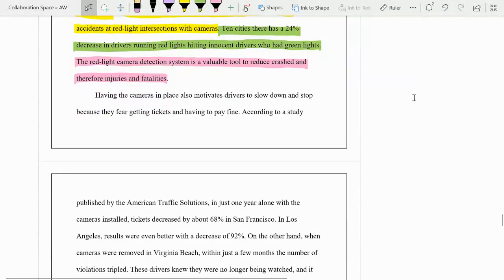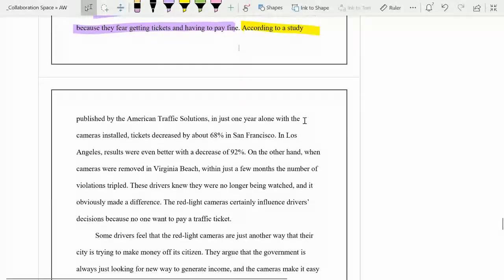So, starting off with our topic sentence, we just said fines. Having the cameras in place also motivates drivers to slow down and stop because they fear getting tickets and having to pay a fine. Next should be a piece of evidence. Let's see. "According to a study," again, what a good signpost word, what a good transition word to let our reader know. According to a study published by the American Traffic Solutions, in just 1 year alone, with cameras installed, tickets decreased by about 68% in San Francisco. That's my piece of evidence.